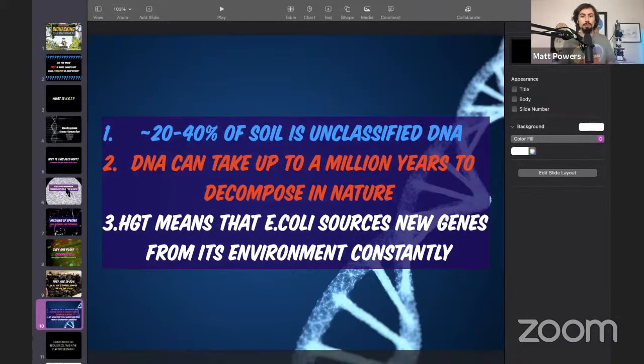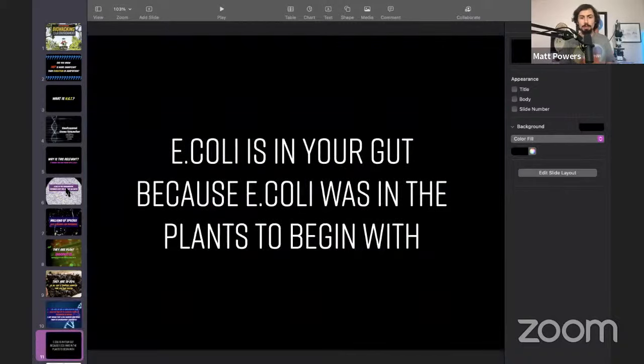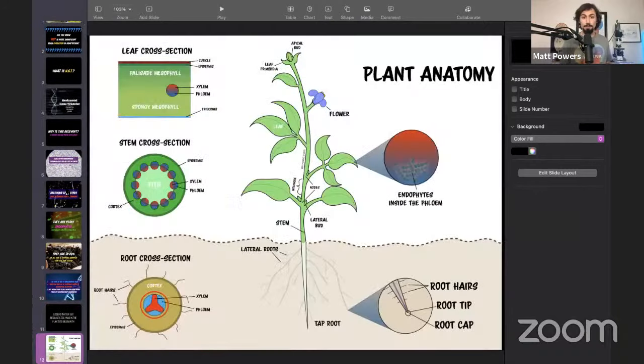And so this is why E. coli is in your gut, because E. coli was in the plants to begin with. Before animals showed up, E. coli was doing its thing inside the plants. And we can see other endophytes very clearly with some techniques I'm going to show you here in a second.